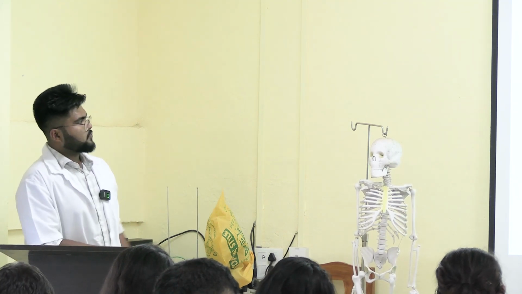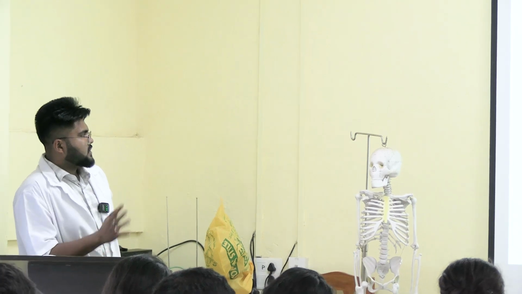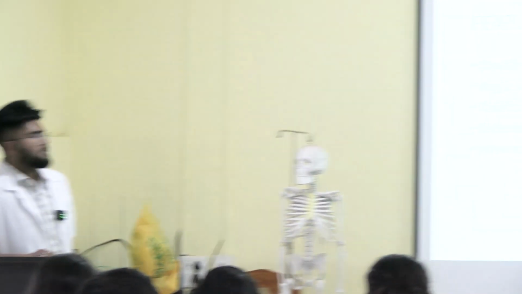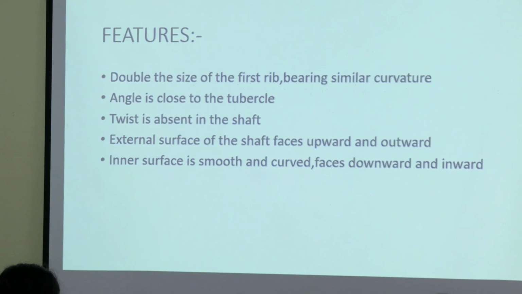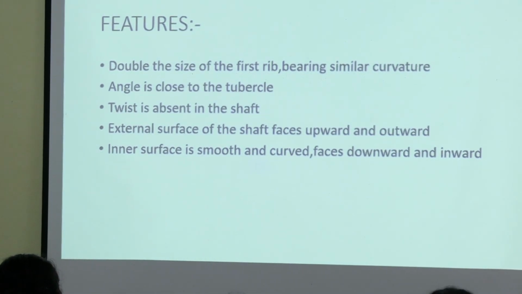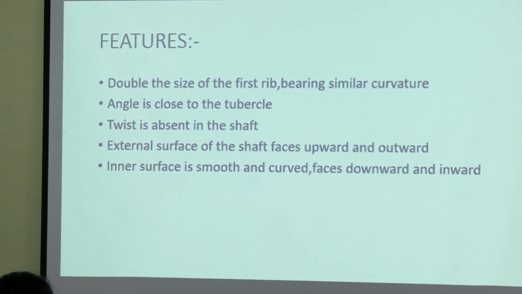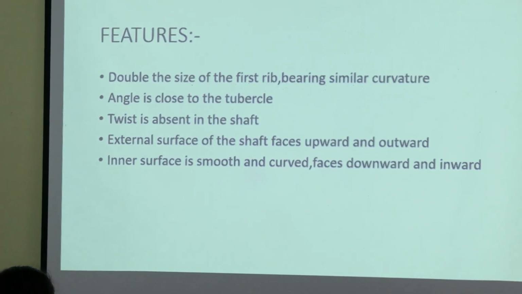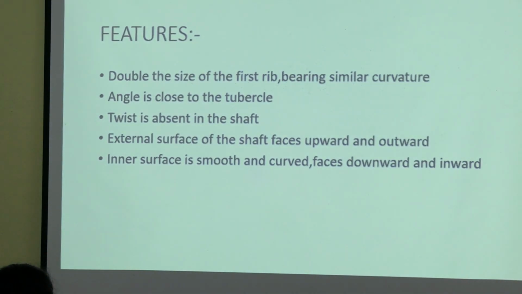And the twisted area is absent, meaning there is no twist in the shaft part, and the external surface of the shaft faces upward and outward, and the inner surface is smooth and curved and faces downward and medially. And the angle is close to your tubercle. So these are some very important features about your second rib.